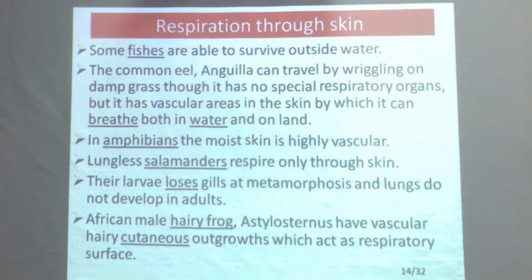We know the fishes are able to survive outside the water. You just think, whenever one fish comes out from the water, is it living or not? It is living, so it is respiring. How does it respire? The common eel, for example, Anguilla, can travel by wriggling on damp grass. Though it has no special respiratory organ, it has vascular area in the skin by which it can breathe both in water and on land. In amphibians, the moist skin is highly vascular.